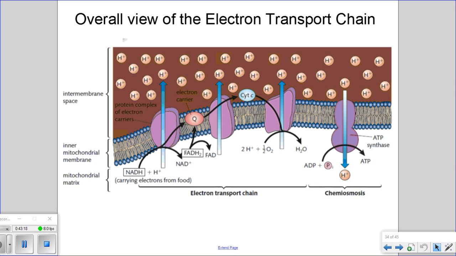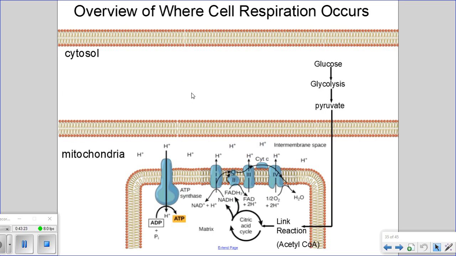So this diagram just provides an overview of where cell respiration occurs. Here we have our cell membrane. Here is the cytosol, or the cytoplasm of the cell. And then here we have the mitochondria. Here's the mitochondrial membrane, and then here is the inner mitochondrial membrane.